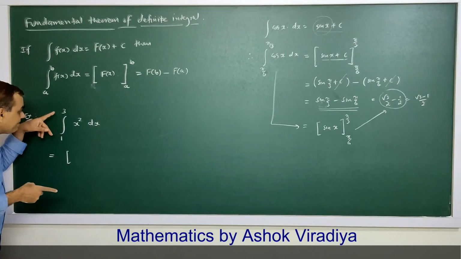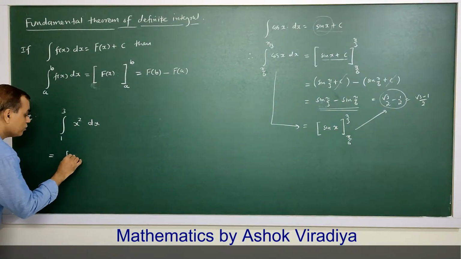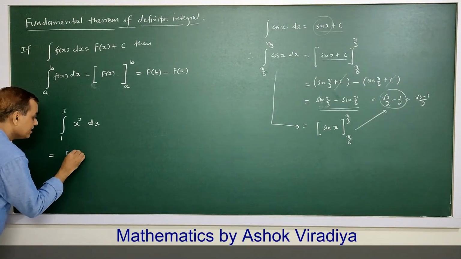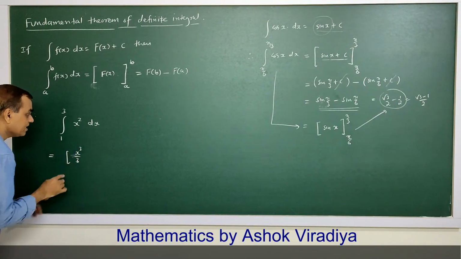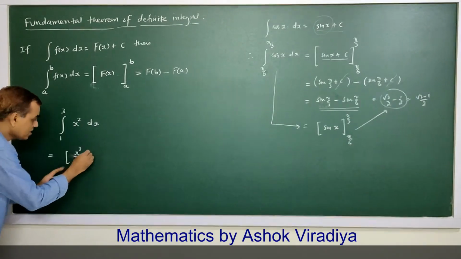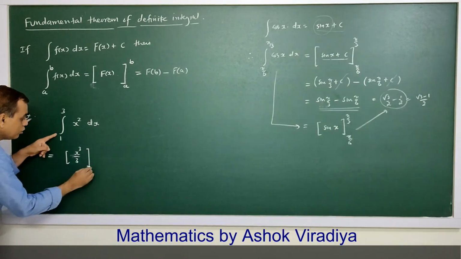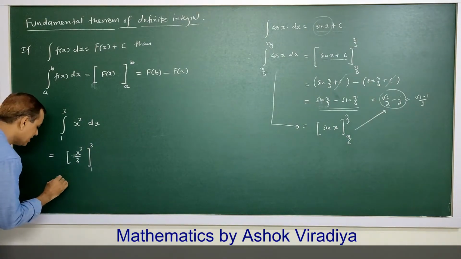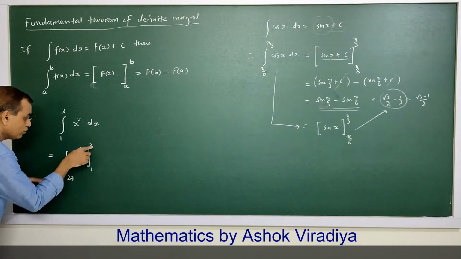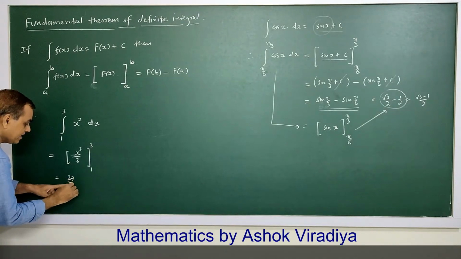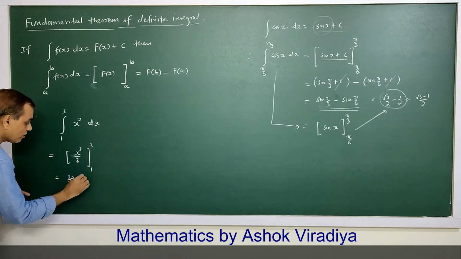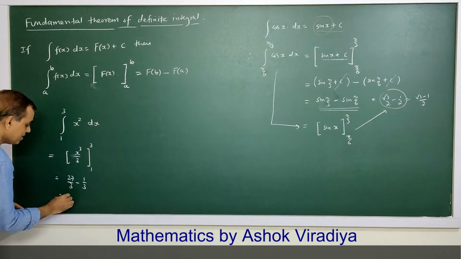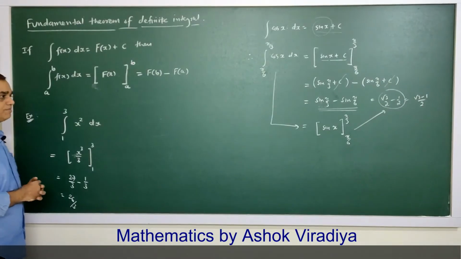But when we find a definite integral, don't include c. Its integral is x cube by 3. Then don't put c. Close this bracket. Lower limit is 1, upper limit is 3. So put the upper value, 27 by 3, minus the lower value, 1 by 3. So the answer is 26 by 3.